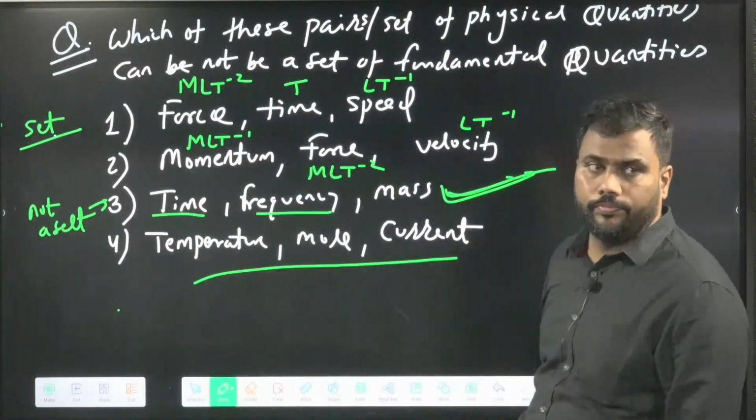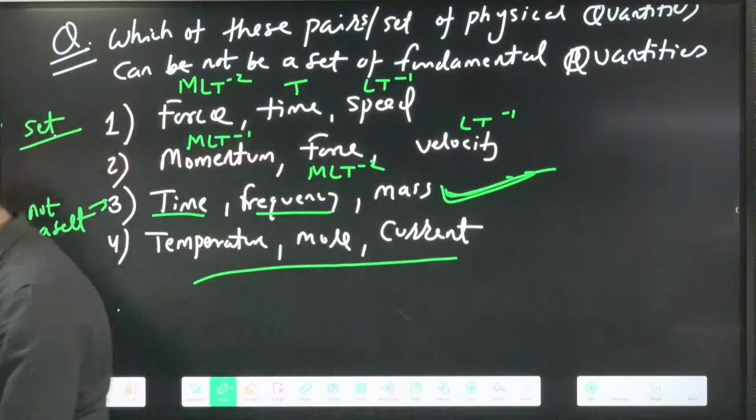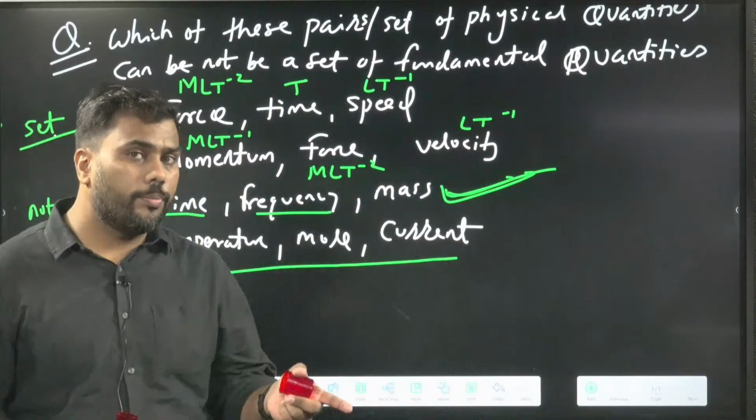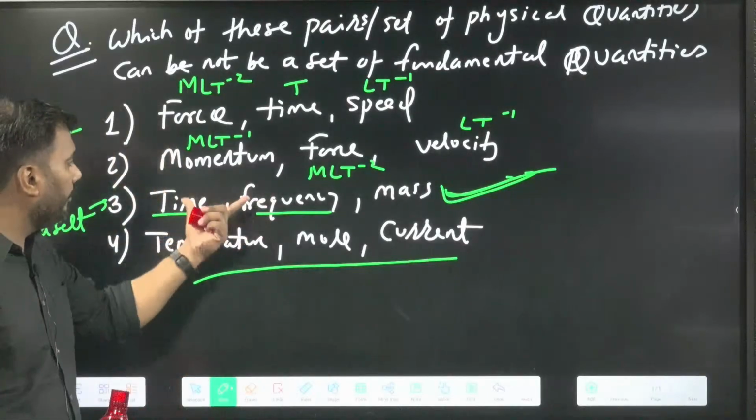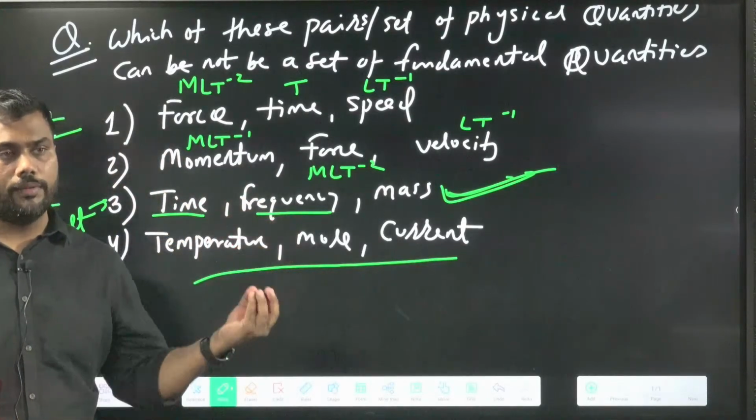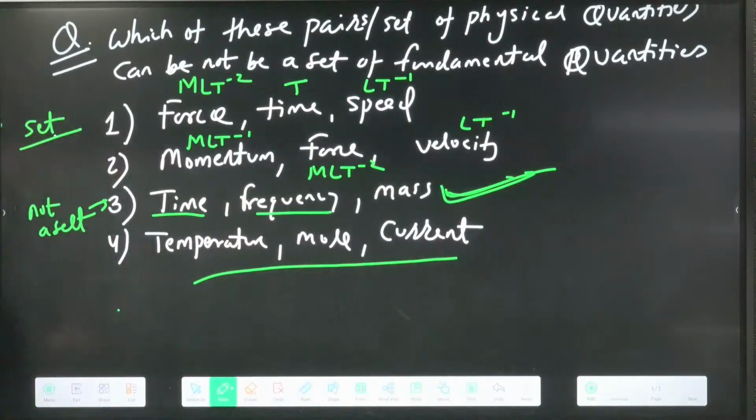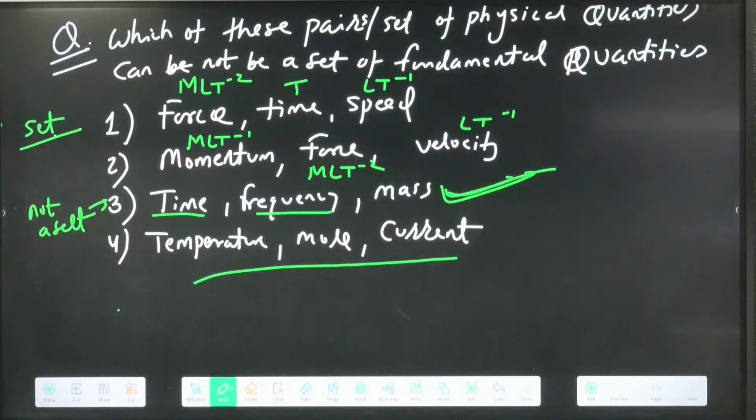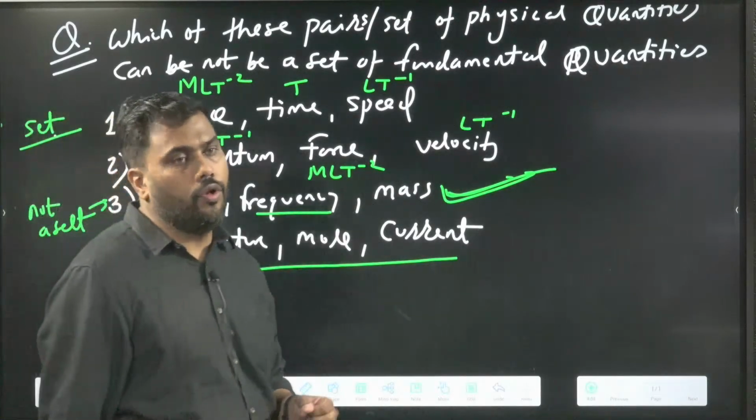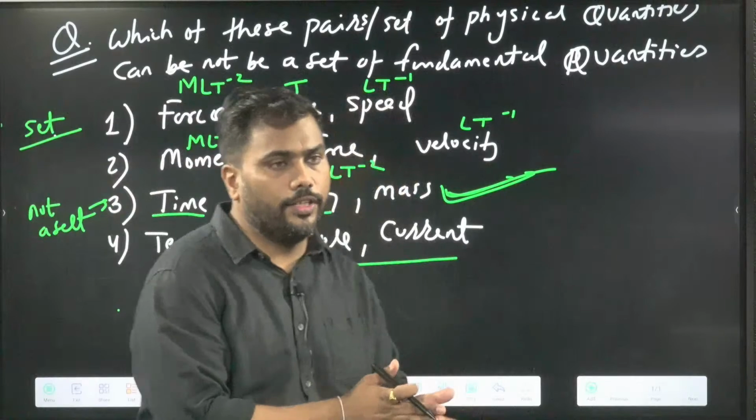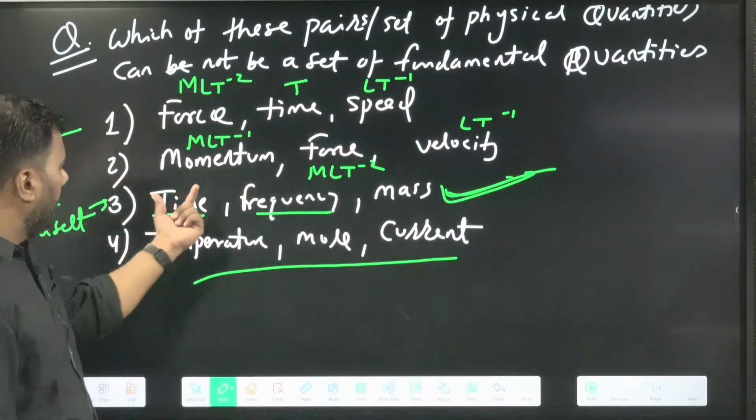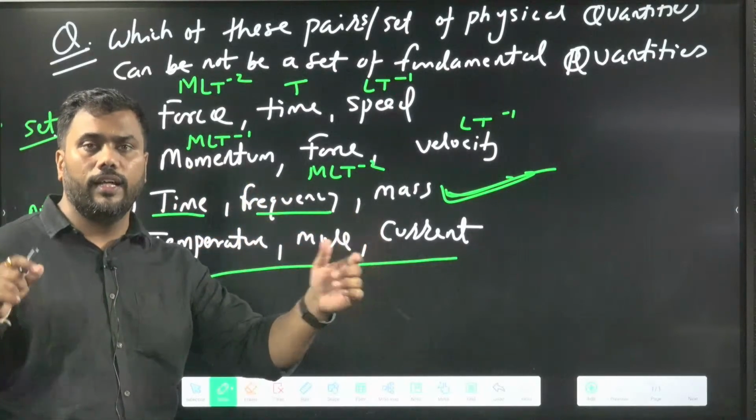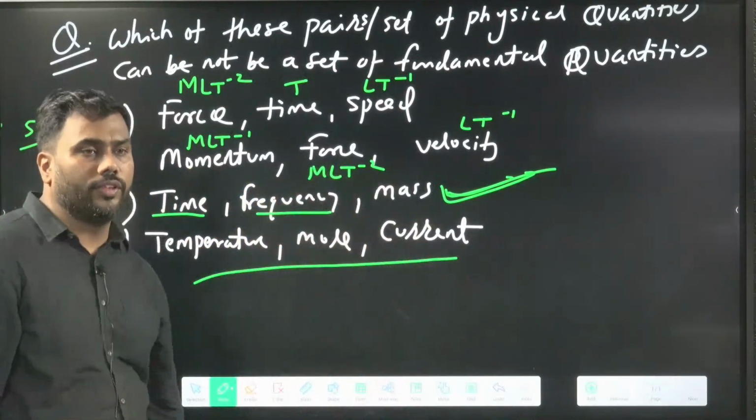Option 3. Is this clear? Option 3 is a set which cannot be a set of fundamental quantities because time and frequency can be derived from each other. Please check it. Okay, very good. Kusuma is saying she is clear. Very good. Time and frequency can be derived from each other. In a set of fundamental physical quantities, any one of them cannot be derived in terms of the others.